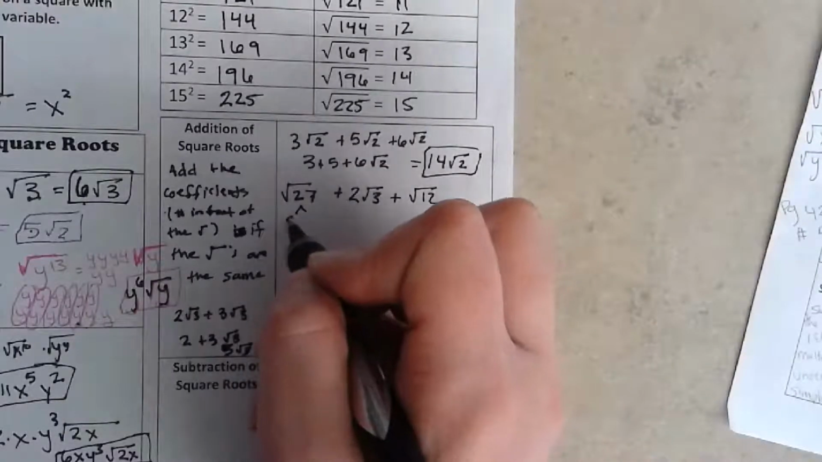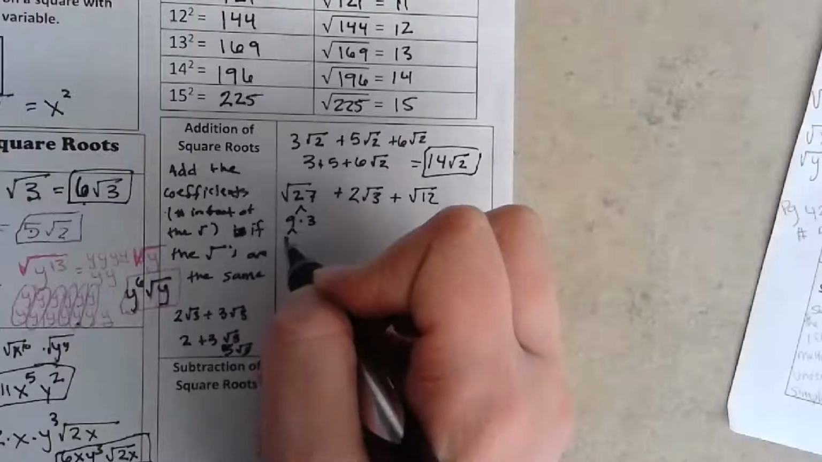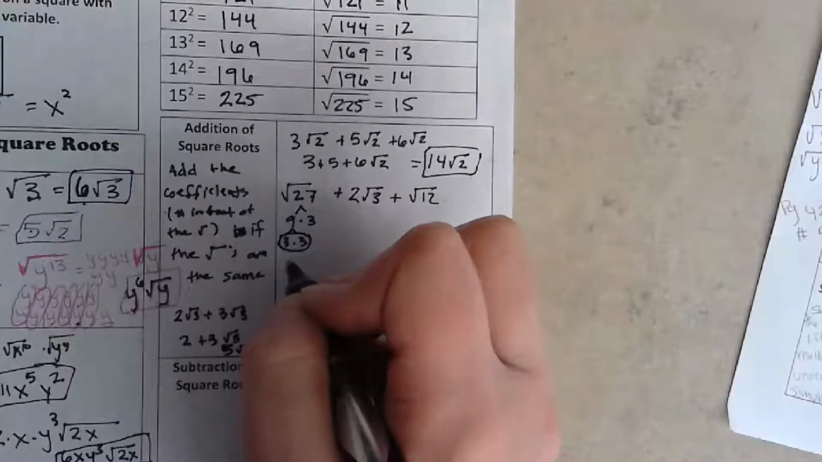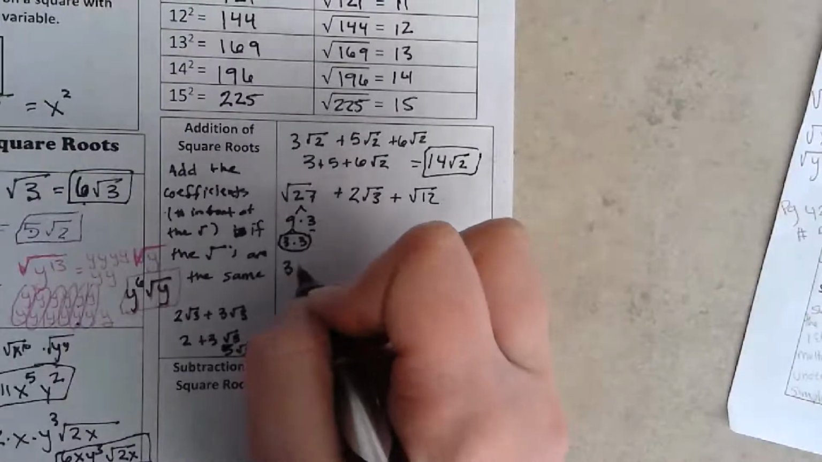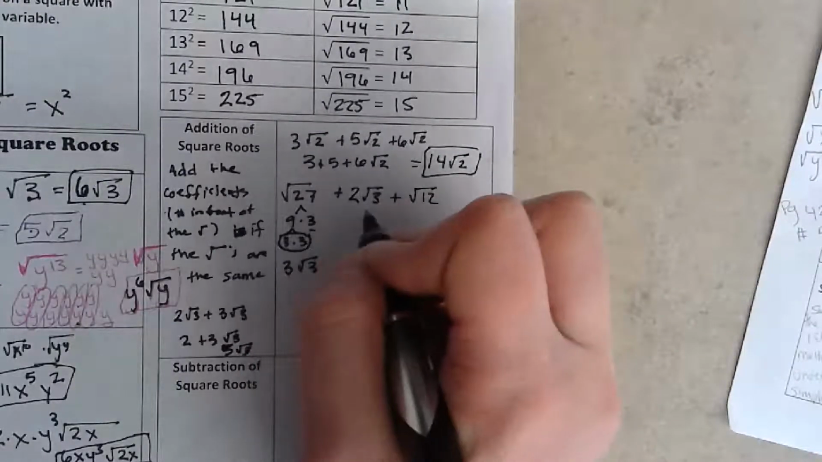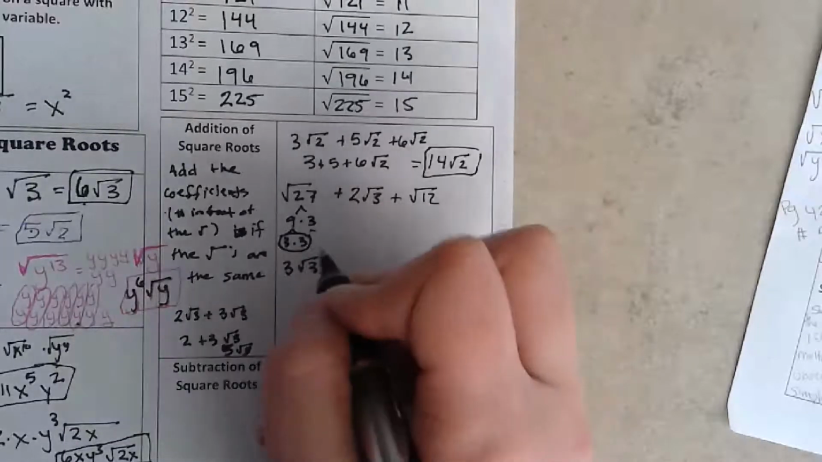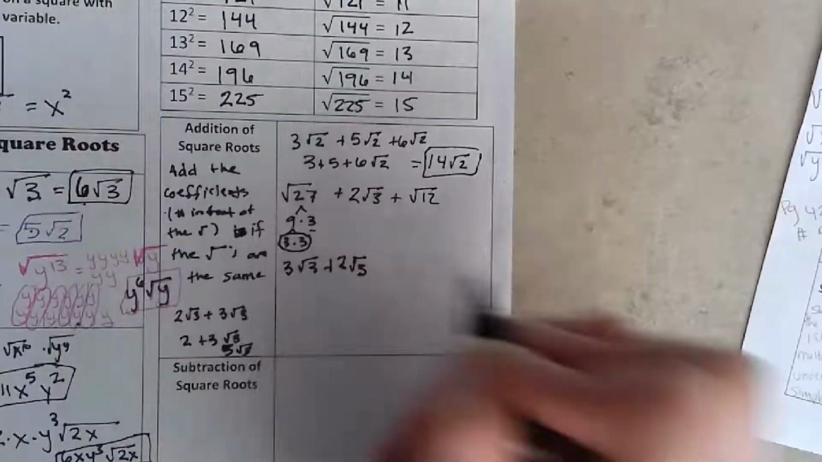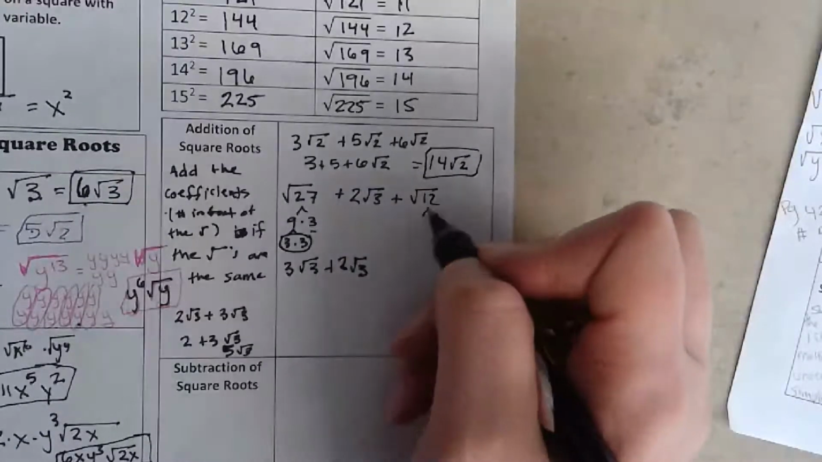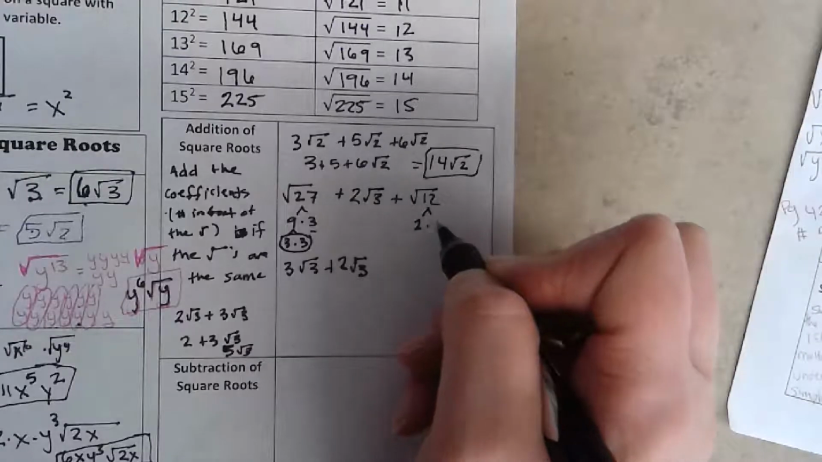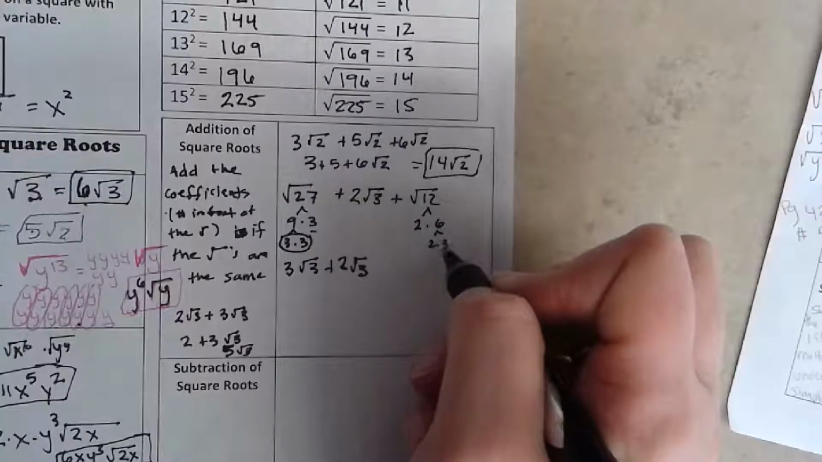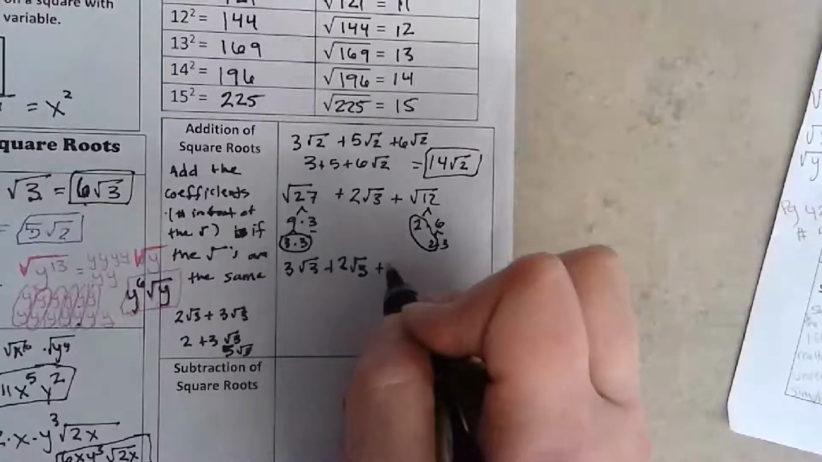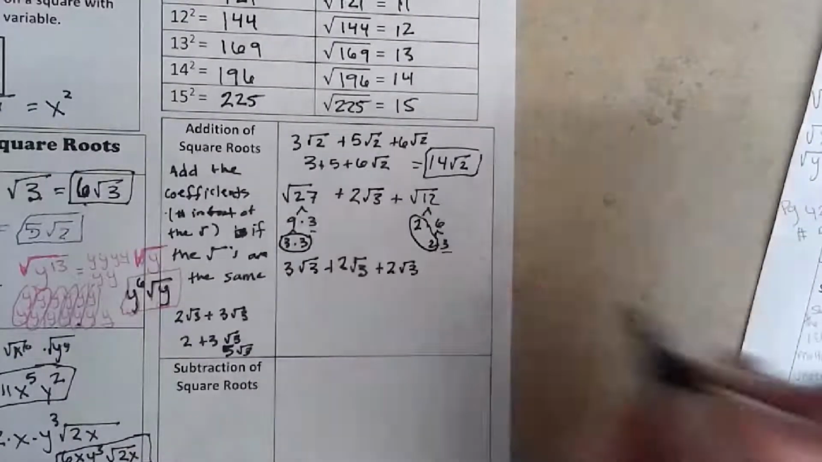27 we know is 9 times 3, and 9 is 3 times 3. So there is a pair of 3's. So this becomes 3 with a 3 left over, square root 3. 3 is prime, so we can't do anything with that. So plus 2 square root 3. Okay, 12. Well, 12 is a lot of things. That's 2 times 6, and that's 2 times 3. There is a pair of 2's. So that becomes 2 square root 3, because that 3 was left over.